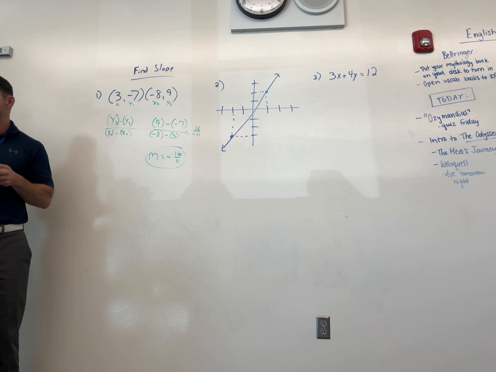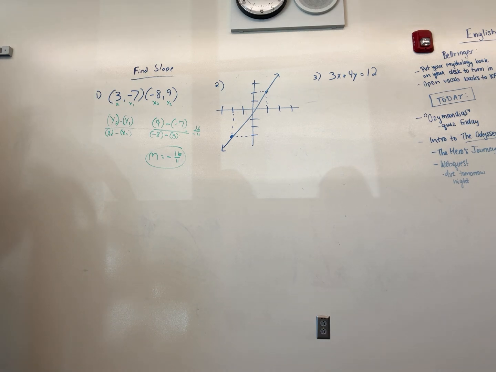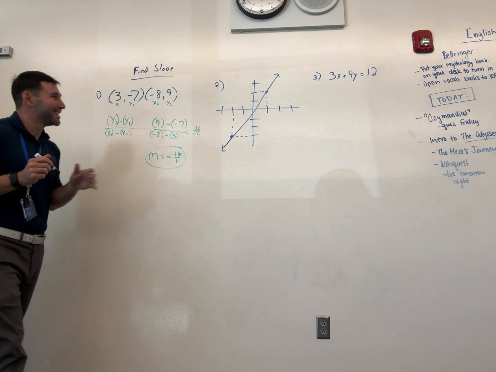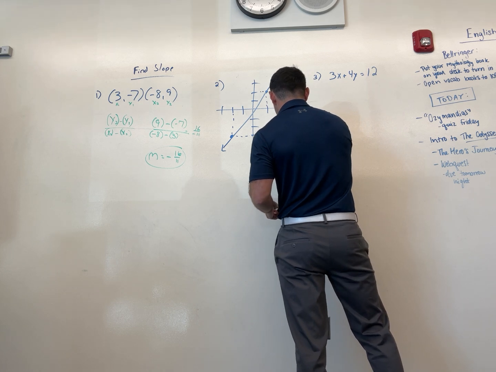Questions on number one? What would you like me to wait for? For me to get this written down. Well, I'm not erasing it. Oh, okay. Then you don't have to wait. Okay. Number two, we have rise divided by run.